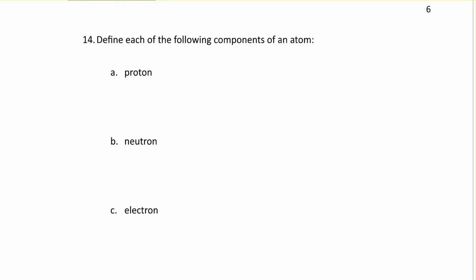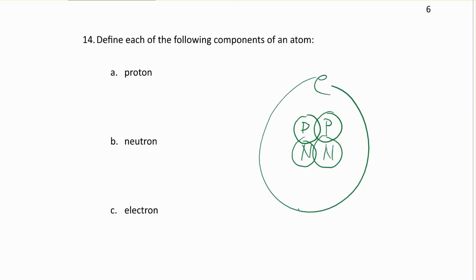So define each of the following components of an atom. I'll just draw a picture of an atom. Let's do helium again. We've got a proton, neutron, and two electrons.